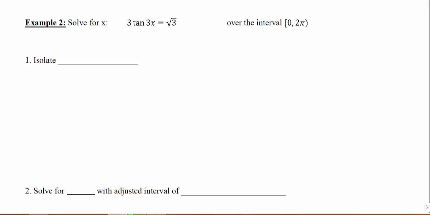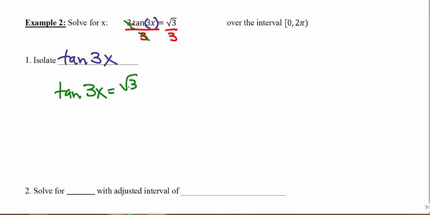We want to solve for x, and our equation is 3 times tangent of 3x is equal to square root of 3. First thing you want to do is isolate the trig function and its angle. The input angle is 3x, so we want to get tangent of 3x by itself on one side. In order to do that, we have to get rid of the 3 that's being multiplied in front of the trig function. So we're going to divide both sides by 3. Since these 3's are both on the outside, they can cancel with each other, and we're left with tangent of 3x is equal to square root of 3 divided by 3.